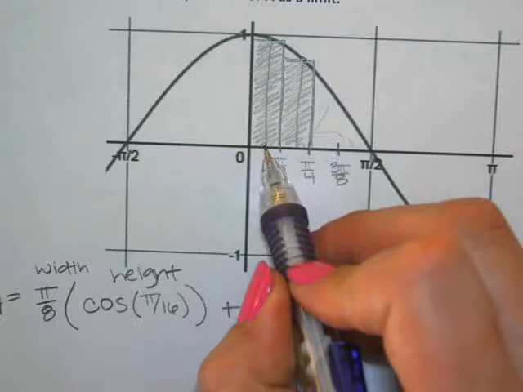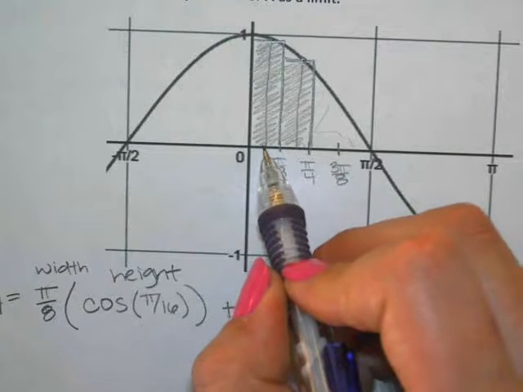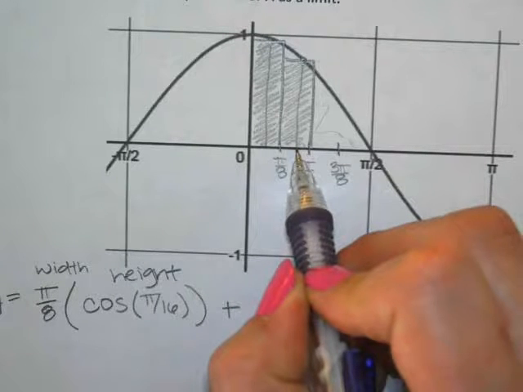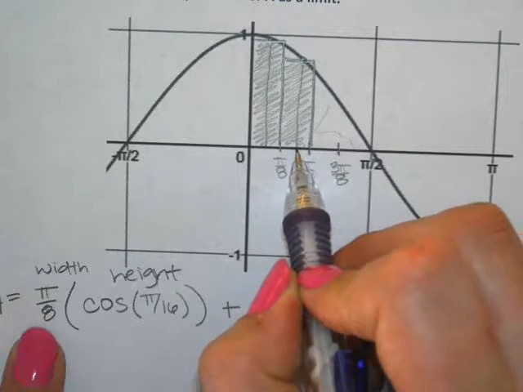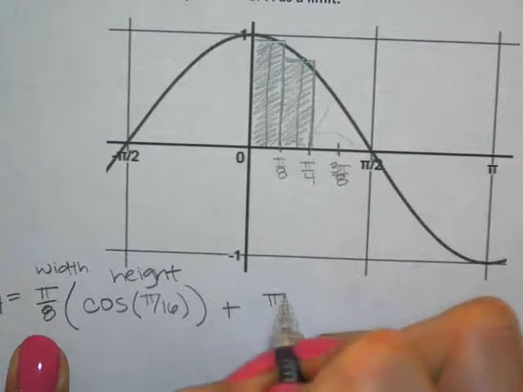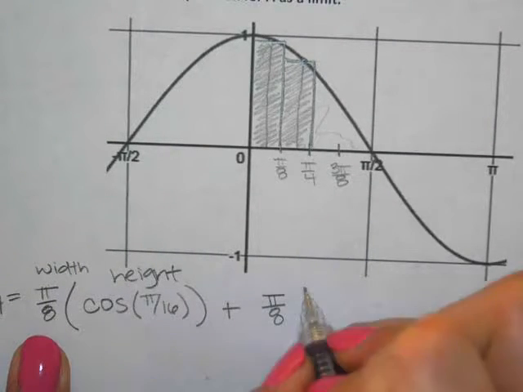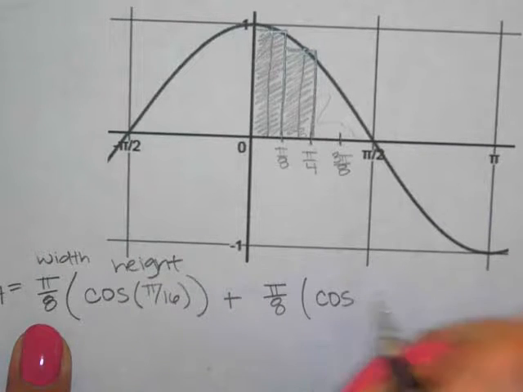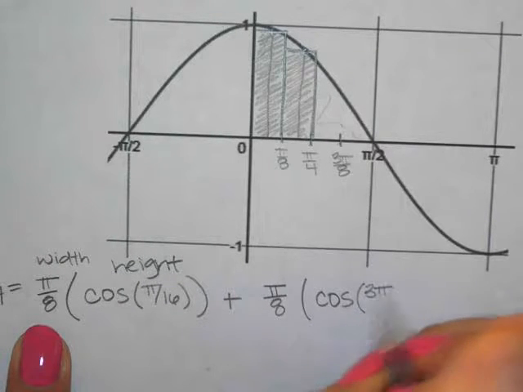So the middle of the last one was 1/16. That makes this 2/16, and the new middle is 3/16. Okay? So the width of the interval is pi 8ths. So the width of the rectangle is pi 8ths. The height of the rectangle is cos of 3 pi 16ths.